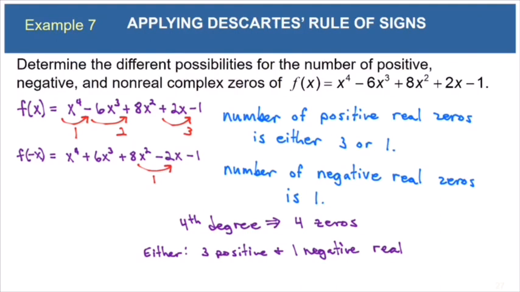Or if the number of positive real zeros is only 1, and the number of negative real zeros has to be 1, well, 1 plus 1 is only 2. And there have to be a total of 4 zeros. So the other 2 are going to be non-real. So 1 positive real plus 1 negative real plus 2 non-real makes a total of 4. And that's the other way this can happen.